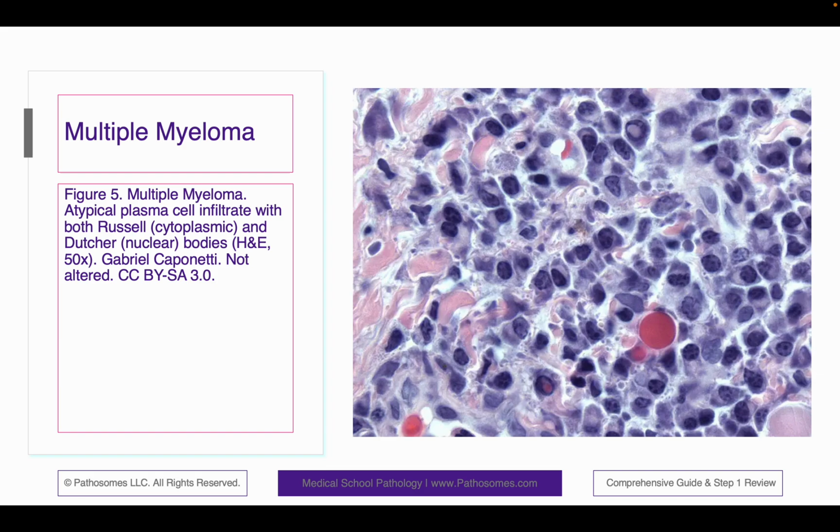Well, Russell bodies are cytoplasmic inclusions. Those massive orange globs, circular here, those are Russell bodies in an H&E. There's a very prominent one about 4 or 5 o'clock from center. You see it? Big pink orange circle.